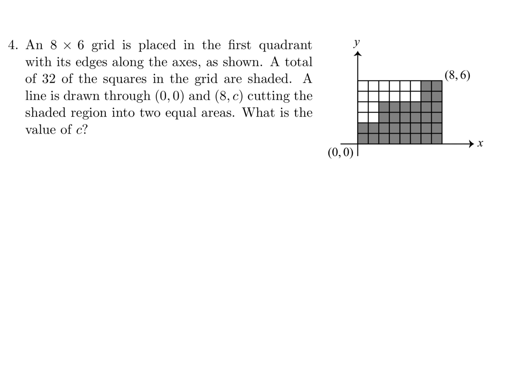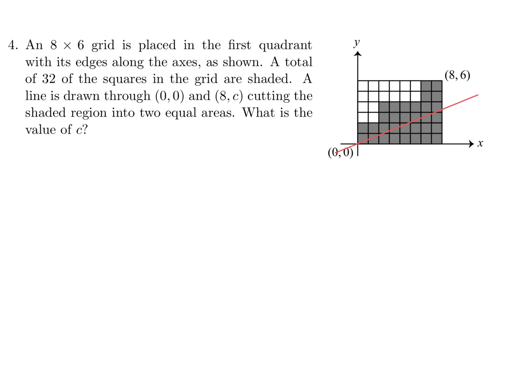An 8 by 6 grid is placed in the first quadrant with its edges along the axes as shown. A total of 32 squares in the grid are shaded. A line is drawn through (0, 0) and (8, c), cutting the shaded region into 2 equal areas. What is the value of c? So, I don't know where c is, but I'm just going to make a guess. Let's just say it's somewhere here. Something like that. Okay, so they want you to figure out the value of c.